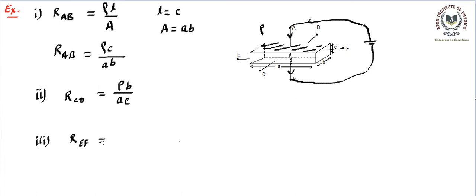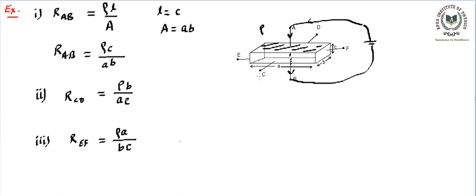Similarly, for REF, again apply the battery across EF. Then the current will be running from E to F or F to E. So that means the A dimension is along the length, so it will be rho A. And then the cross section will be decided by the other two dimensions, that are B and C, so BC. So this is how we can write the resistance of a cuboid if we know across which points we are applying the potential difference.